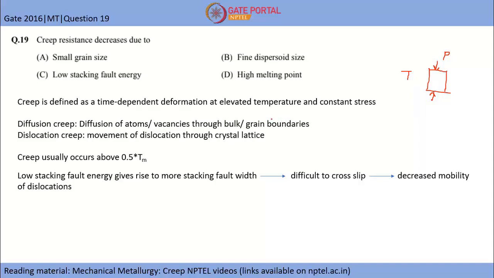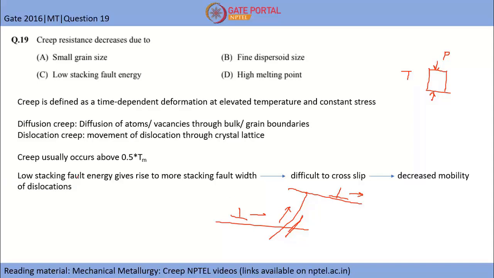And let's talk about low stacking fault energy. Let's say what happens in dislocation creep is one dislocation is moving in a certain plane, and it has some hindrance here, so it cannot move here. So what it does is it can cross slip to another plane and try to slide here. So using cross slip, dislocations try to move away from any hindrance and give plastic deformation by their movement. So what happens when low stacking fault energy is there?